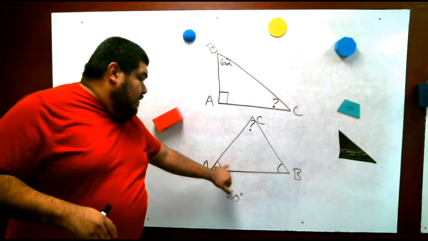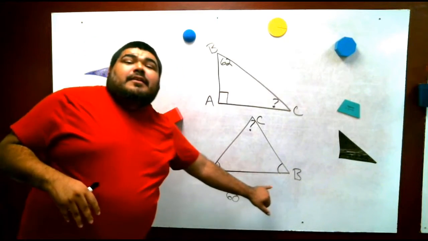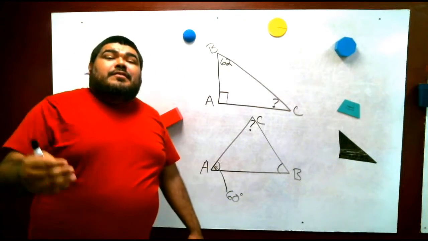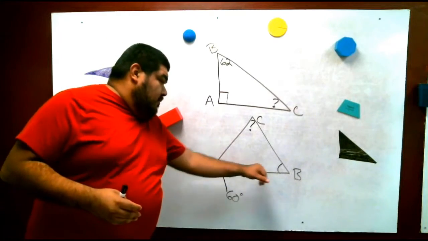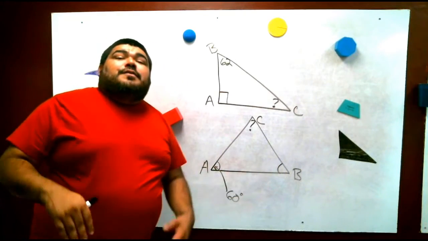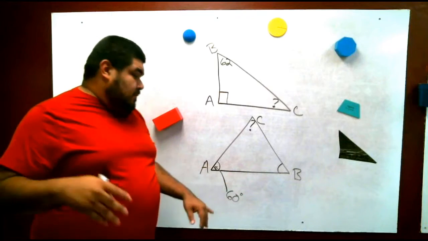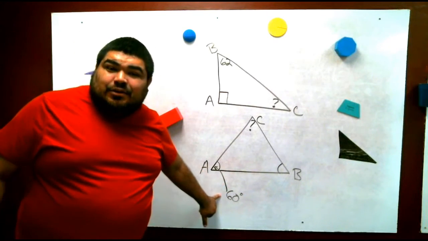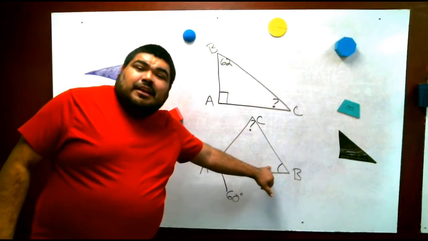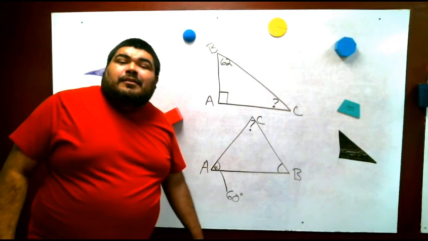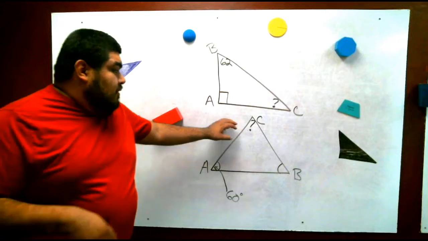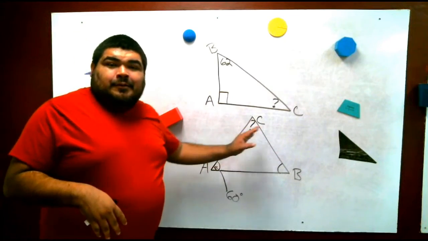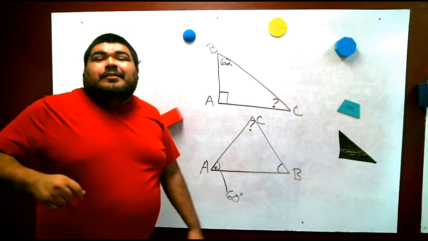Notice that I have a little line on both of these angles. If you guys remember from the previous concept, the line tells you that they are the same, right? So angle A is 60 degrees. That means that angle B is also 60 degrees. So hint, hint. Solve for C.